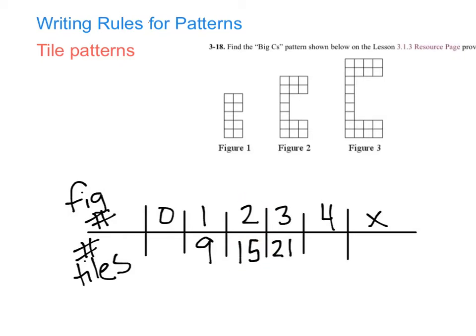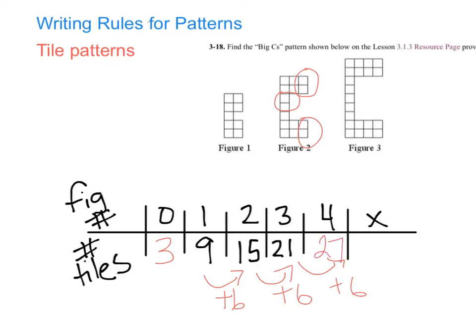Well, the first thing we noticed in this tile pattern is that it is going up by 6 every time. It is going up by 6 because we said that 2 tiles got added top, bottom, and in the middle. And we also said that figure 0 had 3 tiles. So if it's going up by 6 every time, then that means figure 4 should have 27. And in problem number 18, they asked you to draw that. So that should indeed be the case, and I'm not going to worry about drawing it here because I want to focus on the rule.